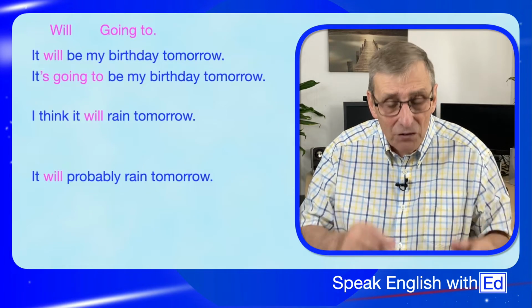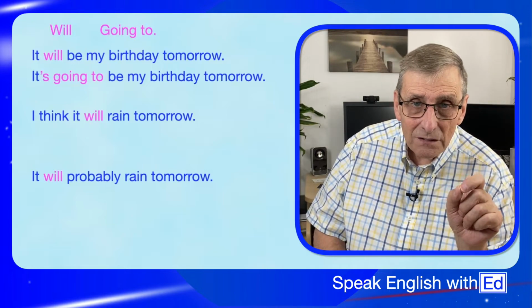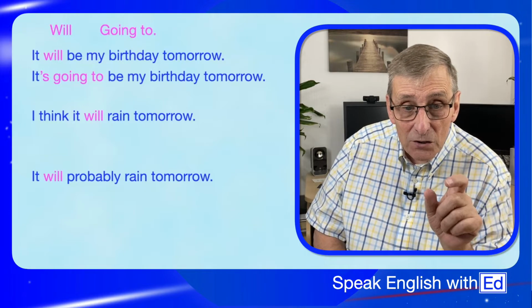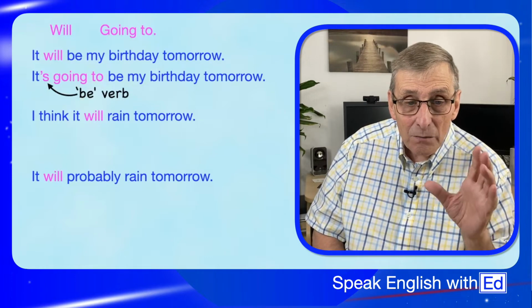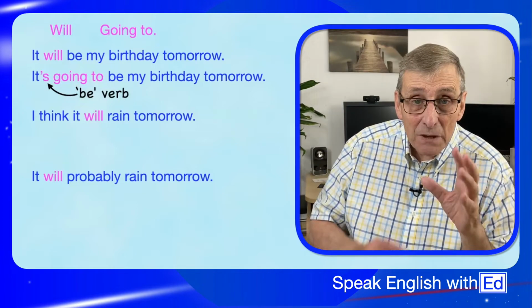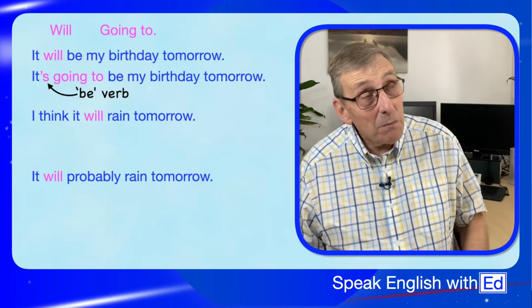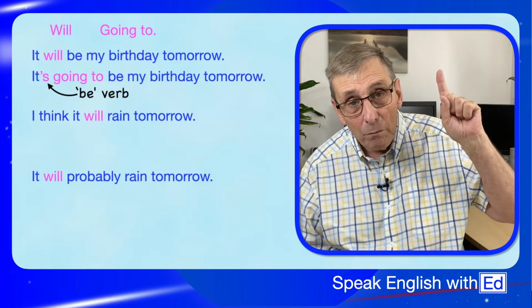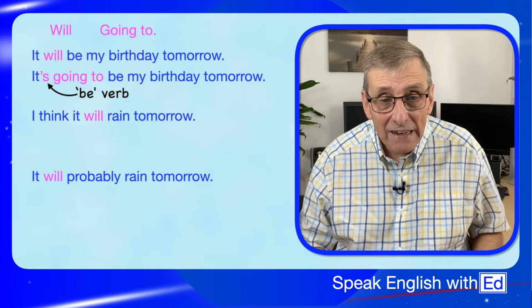Going to. Now if you notice here, we've got it's, which is short for it is. So as well as putting going to in, we also have to put the be verb in there. It is going to be my birthday tomorrow. It means it is, and it's part of the verb to be. And if you're not sure about the verb to be, you can watch a video about am, is and are, all variations of the verb to be, by clicking the link at the top of the screen now.